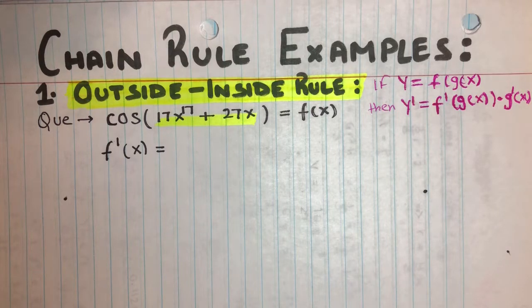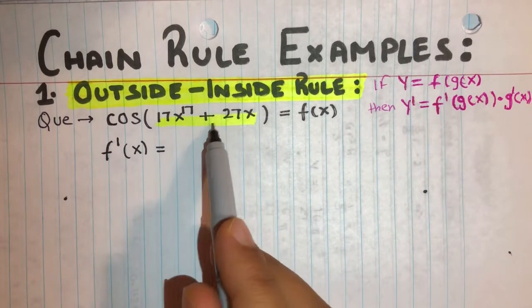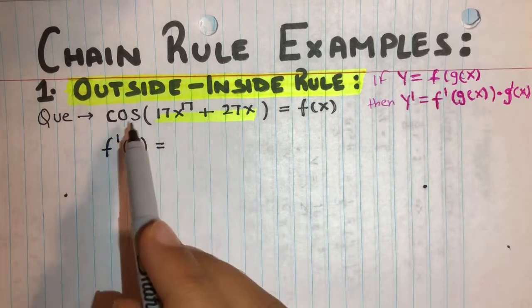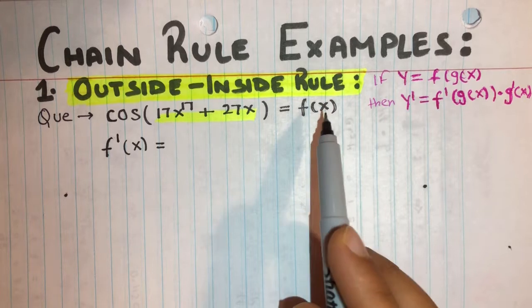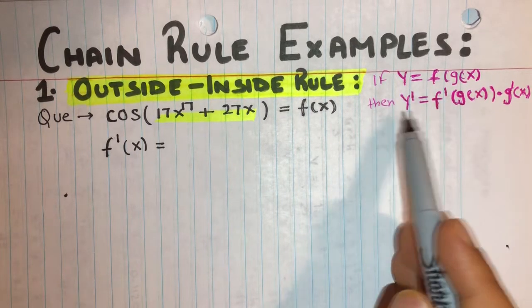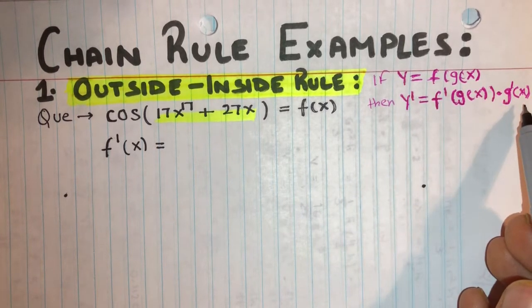I'll be doing two examples of the chain rule. The first one which we have here is f of x equals cosine of (17x raised to power 17 plus 27x). Now, in this question, we will be using the outside-inside rule, according to which if y equals f of g of x, then y prime would be equal to f prime of g of x times g prime of x.